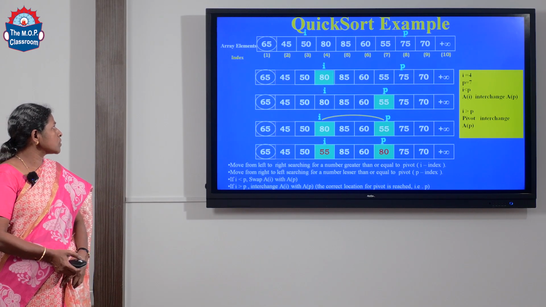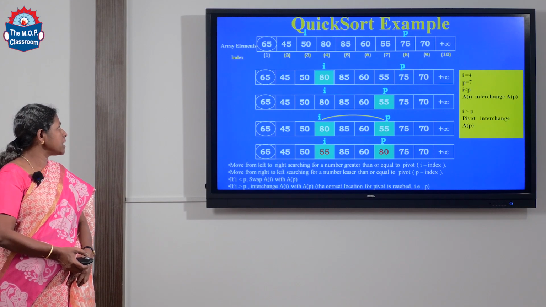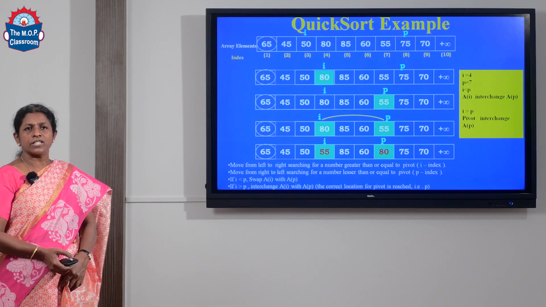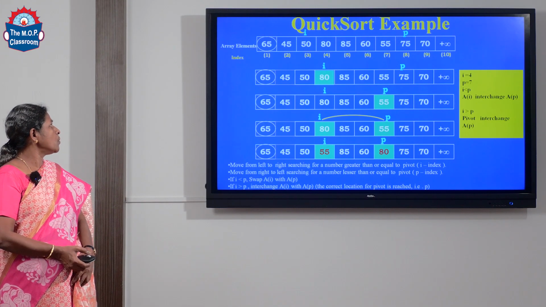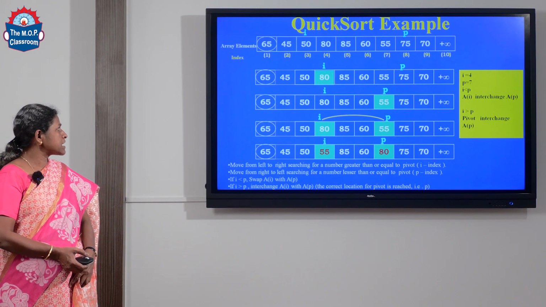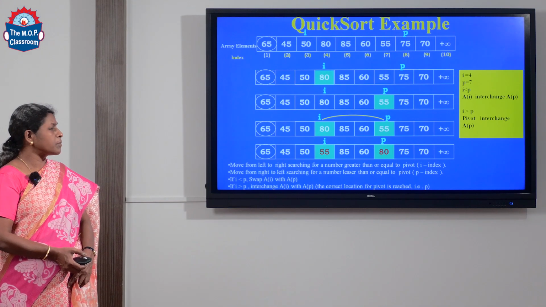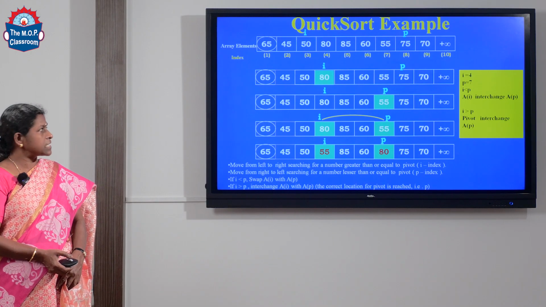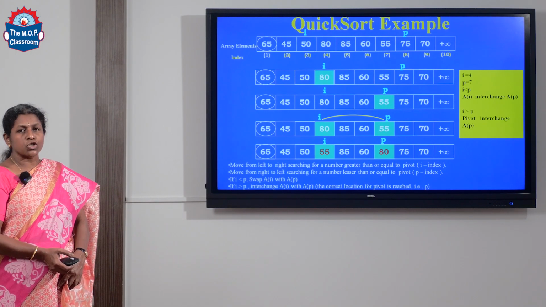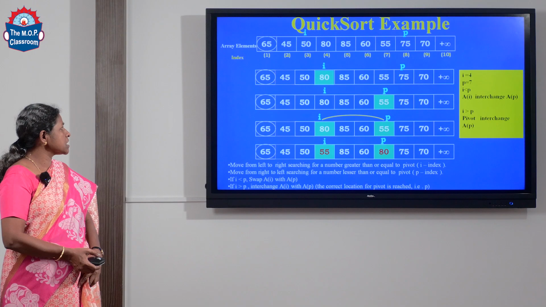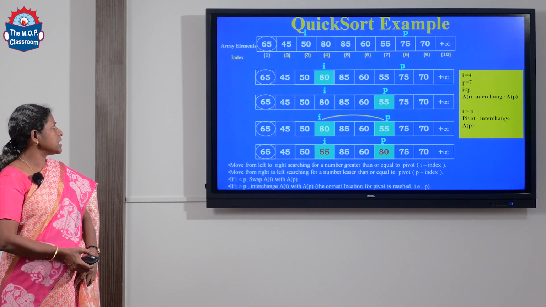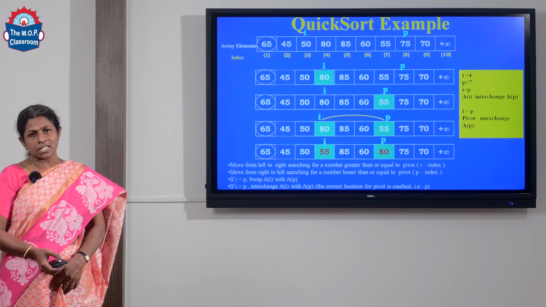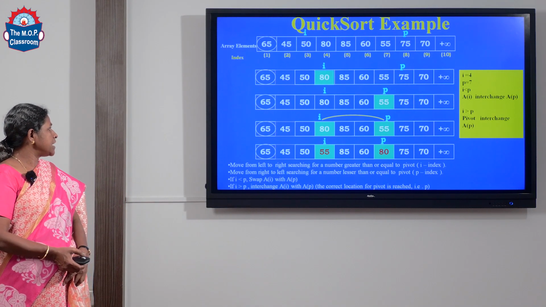So, I am going to scan for the next number, which is going to be 80. 80 is greater than 65, so I stop there. I is pointing to 80. Now, on the right hand side, once again I am going to scan for a number which is going to be less than 65. If you see, 55 is less than 65. So, stop there. P is pointing to 55, that is, 55 is in the 7th place, 80 is in the 4th place. Once again, I is less than P, so interchange 80 and 55.